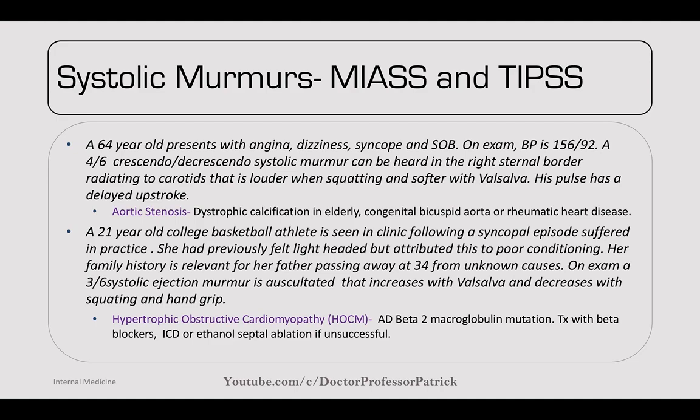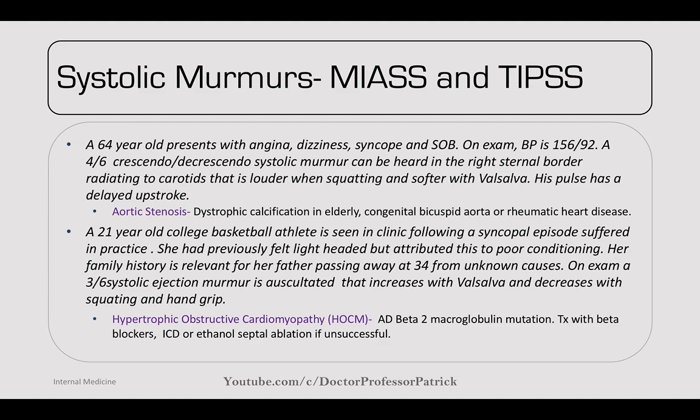So next up, we've got a 21-year-old college basketball athlete following a syncopal episode suffered in practice. So she had previously felt lightheaded but attributed this to poor conditioning. Her family history is relevant for her father passing away at 34 from unknown causes. On exam, there's a 3 out of 6 systolic ejection murmur that increases with Valsalva and decreases with squatting and hand grip.